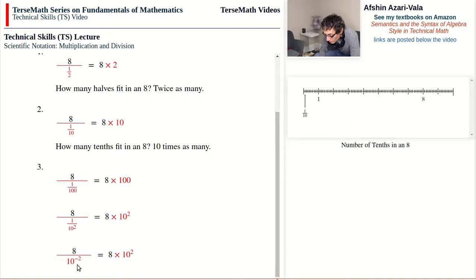So that shows that when you have 10 to the power of negative 2, in effect, you're asking how many hundredths fit in an 8. And the answer would be 100 of them. And therefore, the exponent of 10 switches sign. Division by 10 to a negative exponent becomes multiplication by 10 to a positive exponent.